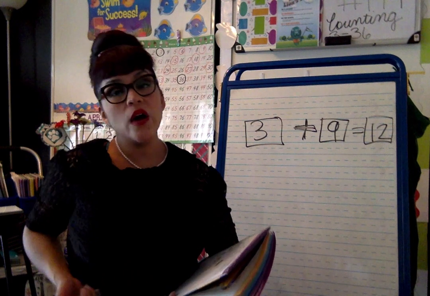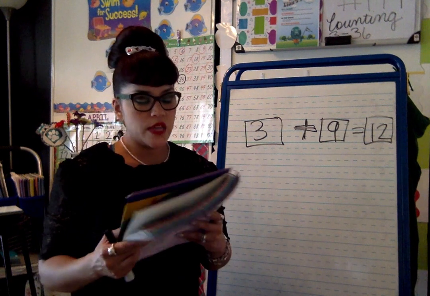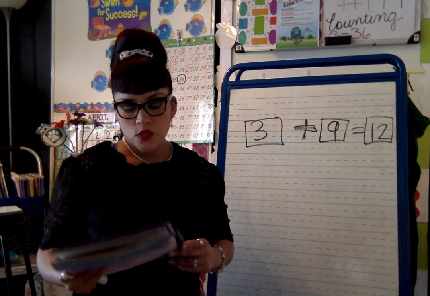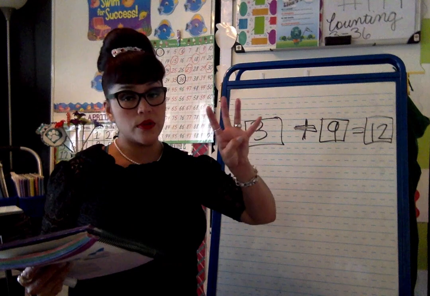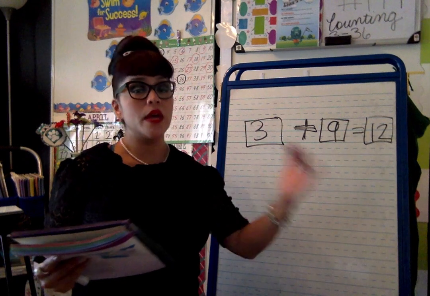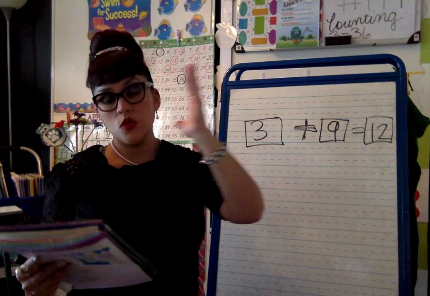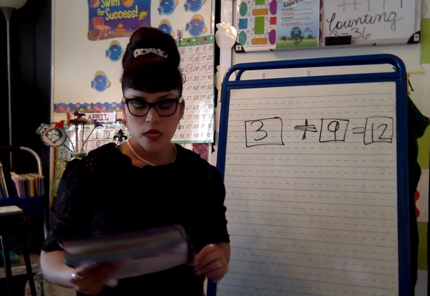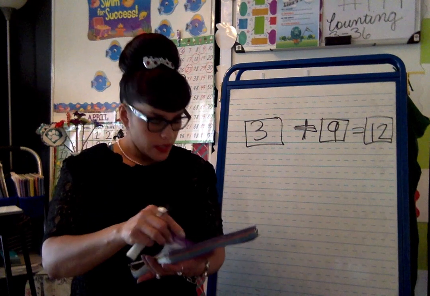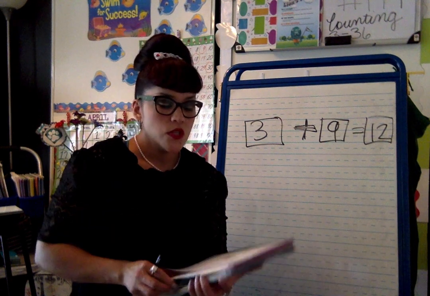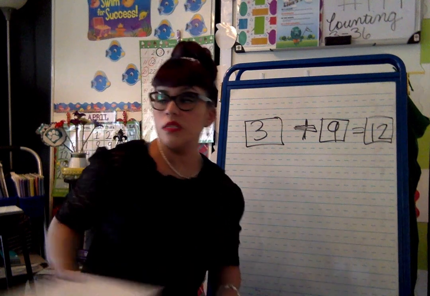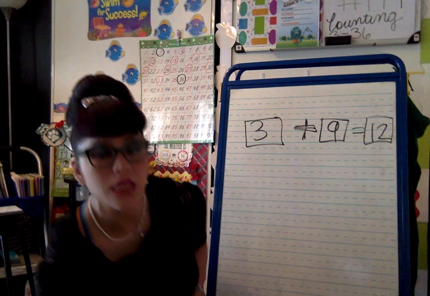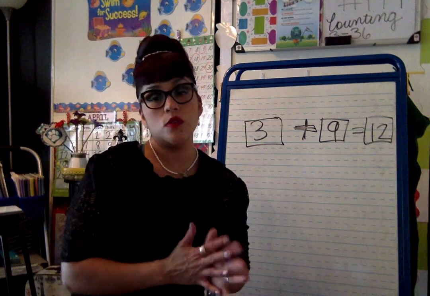Okay, for number 5, the directions say place the golf balls in order from least to greatest. So you need to compare all 4 numbers, class, and put them in the correct order from the least to greatest, okay? All right? So I think you should be okay in doing that on your own. All right? So class, that is all that I have for you today. So if you guys have any questions, make sure to have your parents email me, and then I can definitely answer any questions you guys may have.